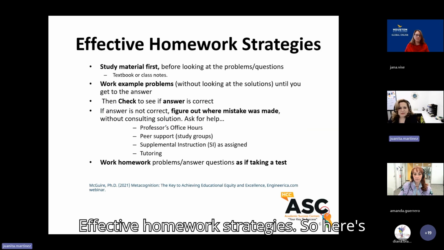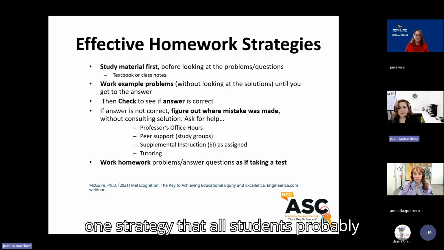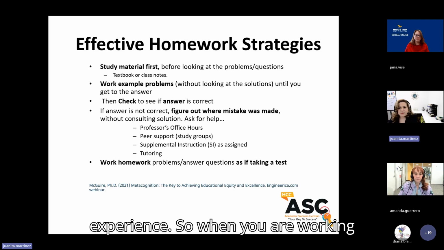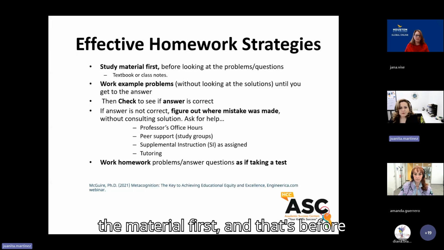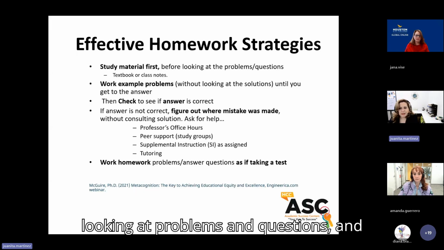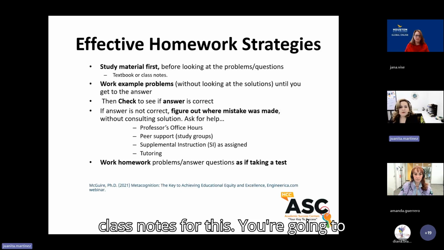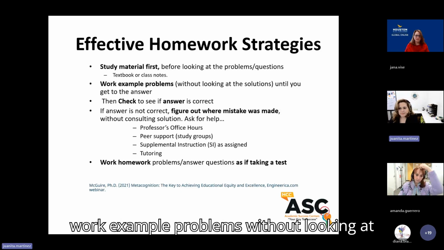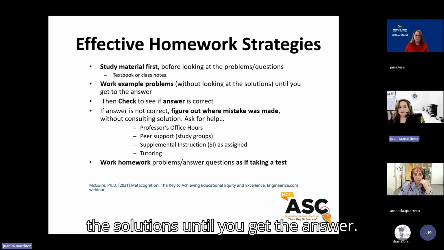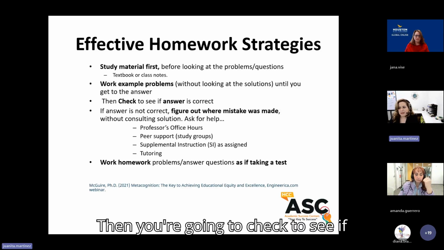Effective homework strategies. So here's one strategy that all students probably experience. When you are working on your homework, you're going to study the material first, before looking at problems and questions. You're going to use your textbook or class notes for this. You're going to work example problems without looking at the solutions until you get the answer. Then you're going to check to see if you're getting the correct answer.